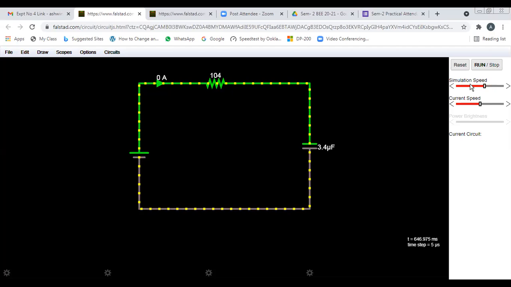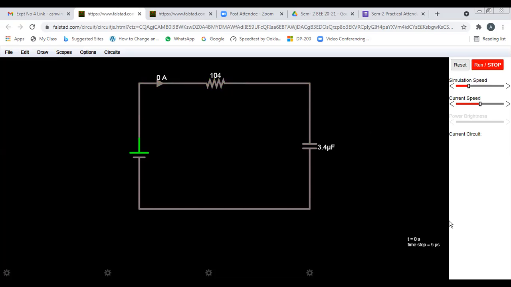If I decrease simulation speed, I'll again reset this. I stop this, again I will reset and I'll run. So now see, current is decreasing continuously. Can everyone see the current value decreasing continuously on the screen? Now it has become microampere. Now I'll increase the speed and check whether current immediately becomes 0 or not. See, current in the circuit immediately becomes 0.